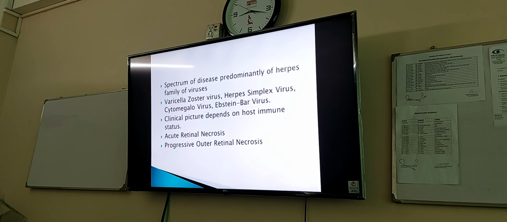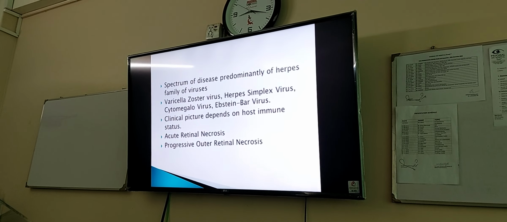Now coming to acute retinal necrosis, it's a rare but devastating necrotizing retinitis that affects individuals of all ages. Males are affected more, and it's a biphasic disease, that is herpes simplex virus in younger patients and VZV in older individuals.